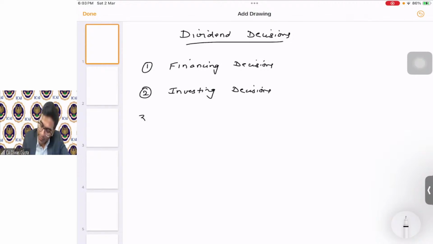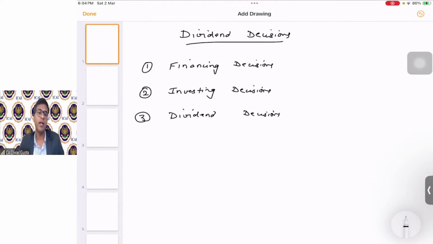And the third category of decisions are dividend decisions. Now you source the funds, you invest them in some proposal, and then you arrive at the revenue, you make your P&L, then you are left with some profits. Now, the decision making is: what will you do with those profits? Will you again invest it back, or will you pay it as a dividend?